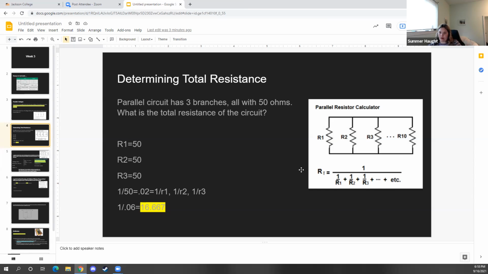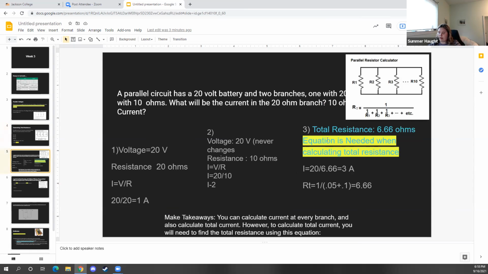So basically that's how I would do it. First, calculate these fractions of all your resistors, and then add all those together, and then do 1 divided by that. So that's all I did in this last part 3. But 1 and 2 were easier because I just needed the current in a specific place.